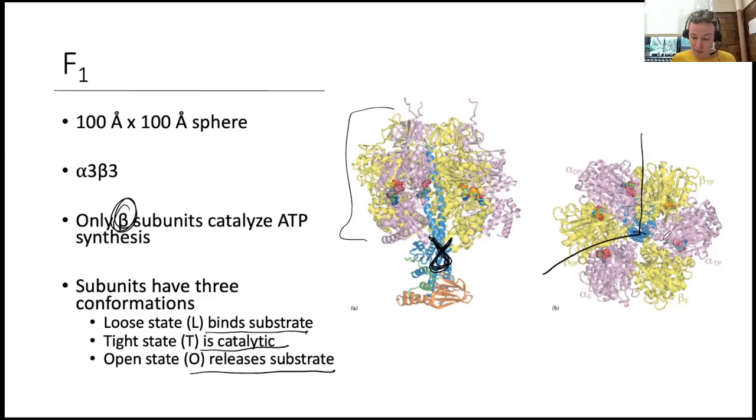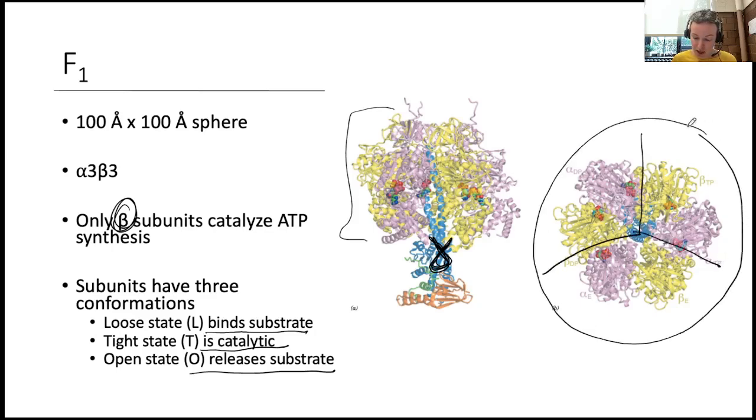So in a top-down view, then, of the alpha 3 beta 3 subunits, we could kind of divide this into 3 sections, each with 1 alpha and 1 beta subunit.